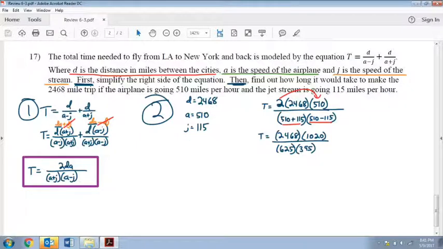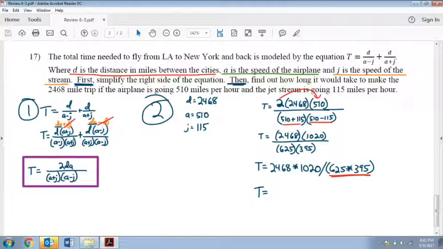And this is when I would stick it in my calculator. Now, if you don't know how to use the fractions, you just literally type 2468, the times button, 1020, divided by, and then put parentheses. 625, times 395. And close your parentheses. That way, this entire piece gets in the denominator. You should know how to do that by now. If you don't, well, fair enough.